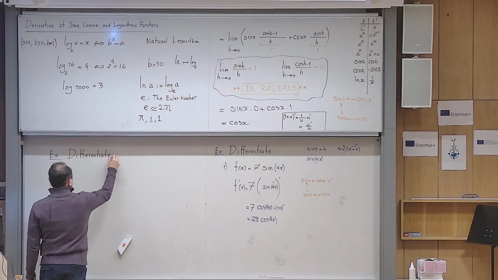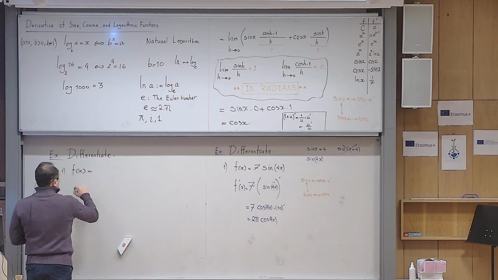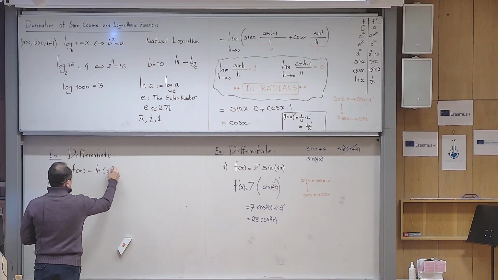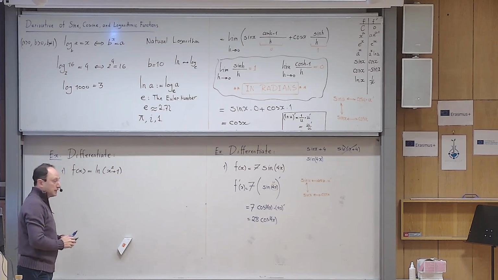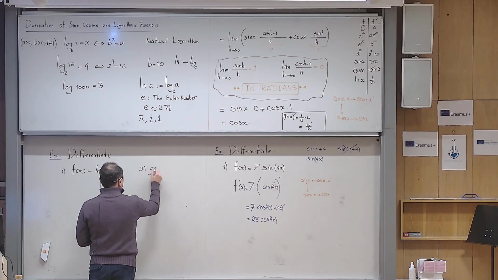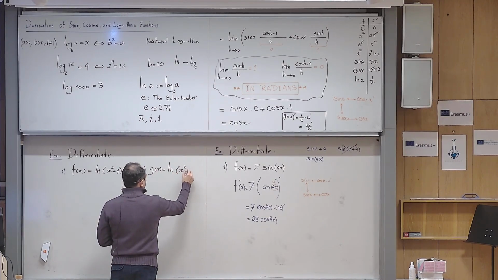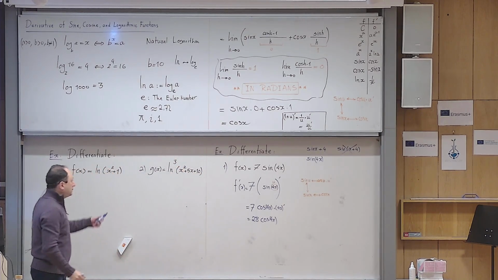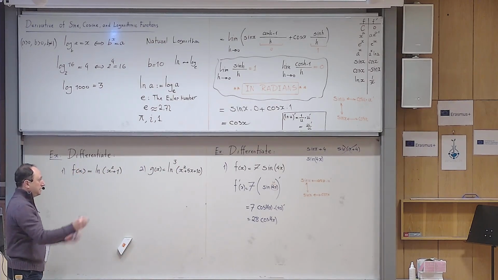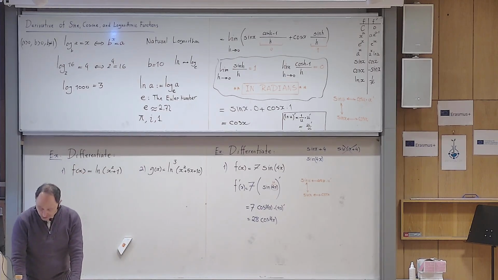So let me give two examples. One, f of x is equal to ln of x squared plus 1. The second one, I'll wait for you, okay? g of x is ln of x squared plus 5x plus 10 to the power of 3. ln is also like sine and cosine. You put the power in the middle between the symbol and the argument. Okay, so let us just do this.